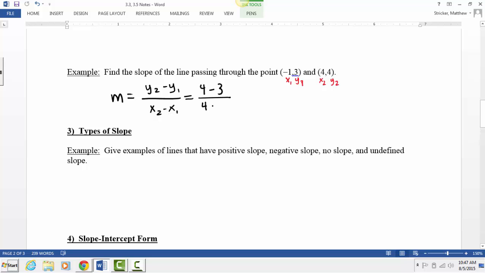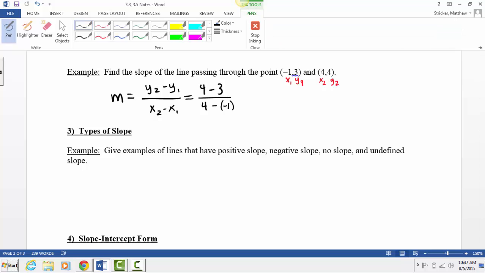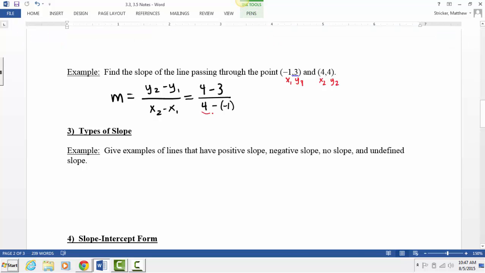This is where you have to be careful with the signs. We're subtracting, and x1 is a -1, which really means here, of course, that we are taking 4 plus 1. So if I simplify this, 4 minus 3 is 1 on the top, and then the run is 4 plus 1, which is 5. So the slope is 1/5.